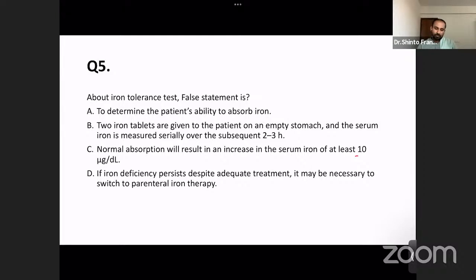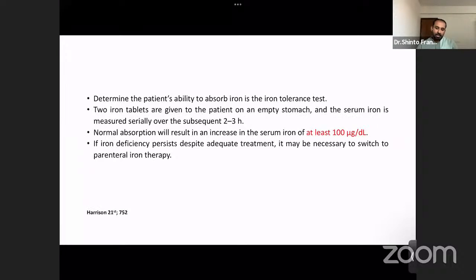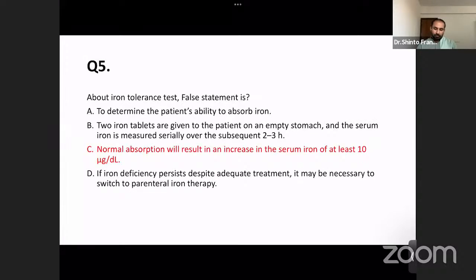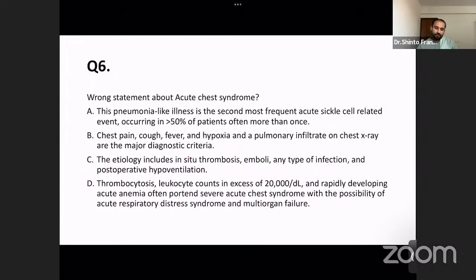So what is the false statement? Here, the iron tolerance test determines the patient's ability to absorb iron. Two iron tablets, again, as we said, normal absorption with an increase in the iron of at least 100 microgram per deciliter. It's not 10, it is 100. So this fourth statement is also correct. With an inadequate response, it's not responding to oral iron, we have to switch to IV or parenteral. There are various others: iron sucrose, ferric carboxymaltose, iron isomaltoside, etc.